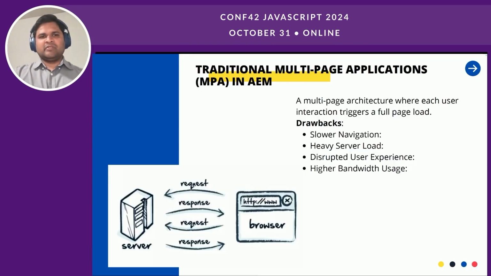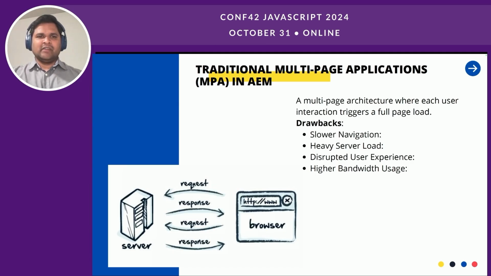Before talking about the single page application, let's talk for a few minutes about the traditional multi-page application. A multi-page application is a traditional web architecture where every user action, for example, clicking a link or submitting a form, results in a full page reload. Each interaction sends a new request to the server, then the server sends back a complete new HTML page.